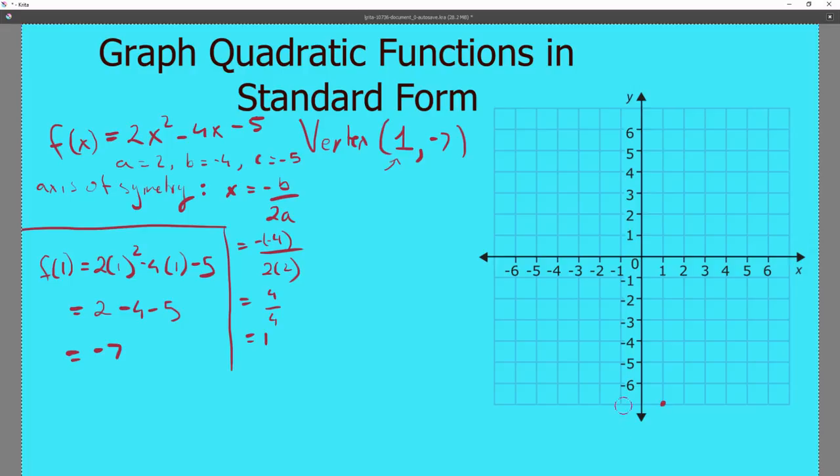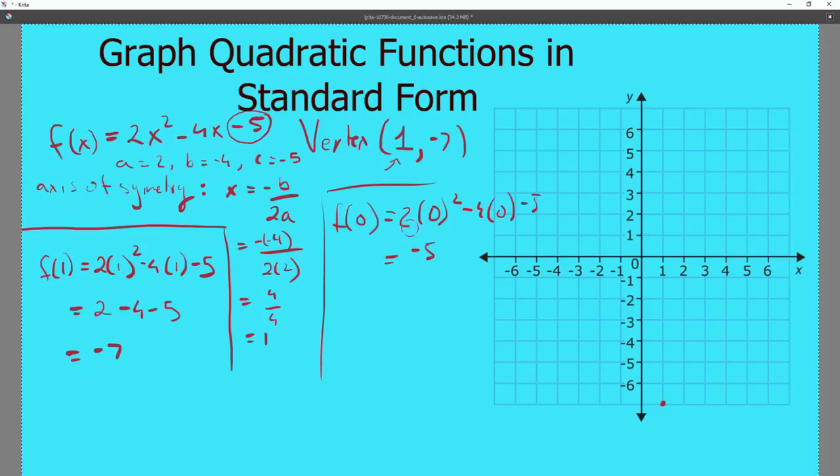Then this 5 here, that is when you put 0 in for x, right? These terms disappear, and your y becomes that point. So f of 0 becomes 2 times 0 squared minus 4 times 0 minus 5. It just gives you negative 5 because those terms are 0. So that is my y-intercept. That c is your y-intercept.